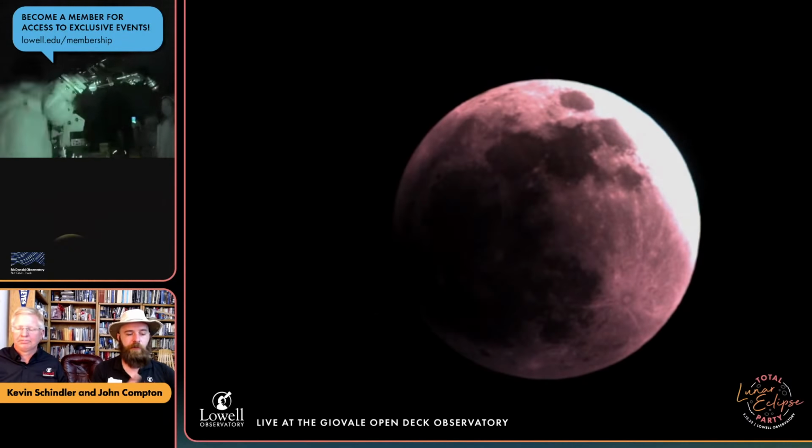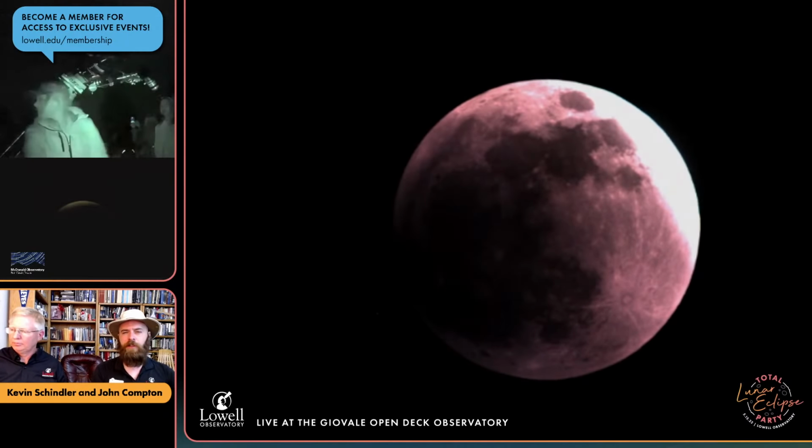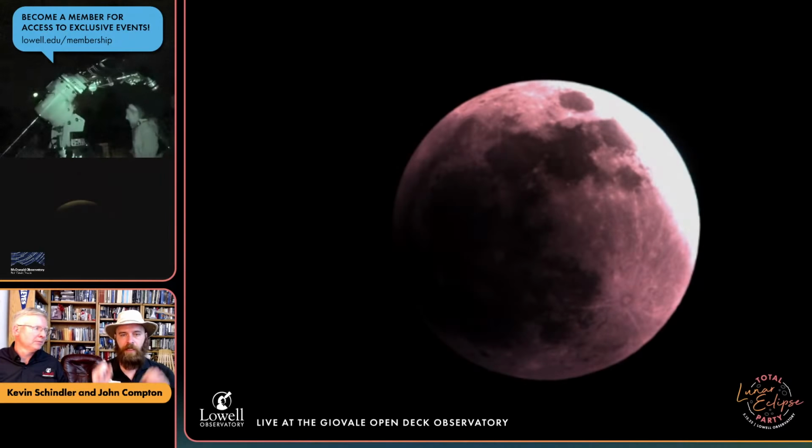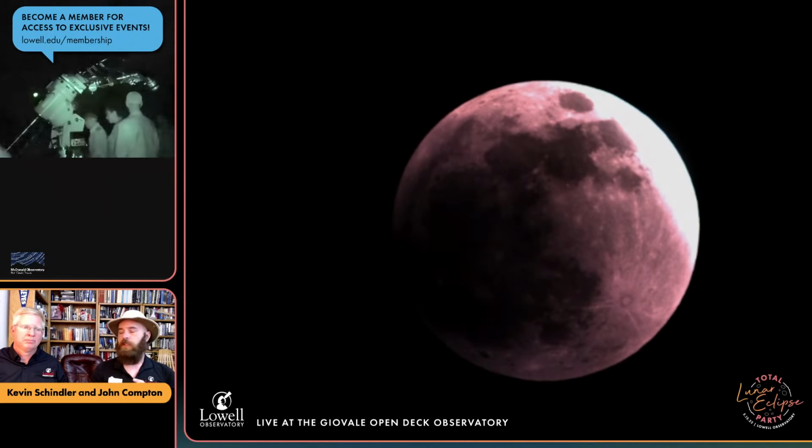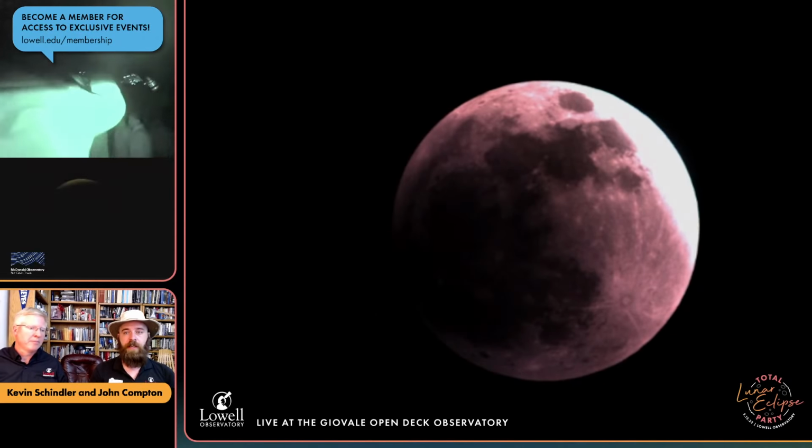Right now, it looks a little bit pink, and outside you might be able to notice a little bit of a tint as well. But when we hit totality, it's all that orange and red light hitting it 100%, and that's when you really get to see the noticeable difference.